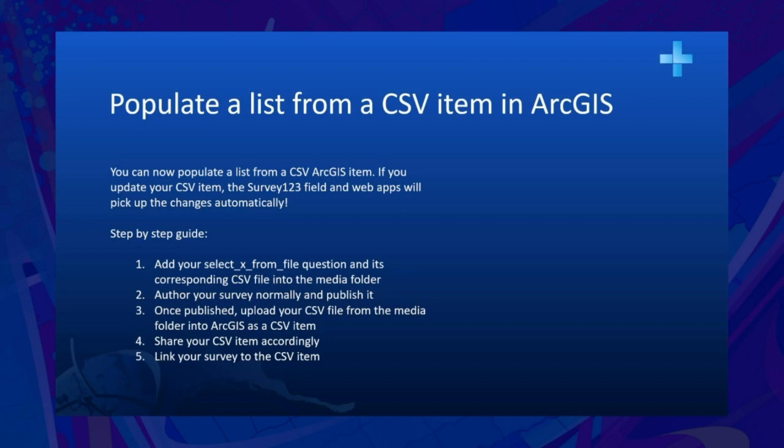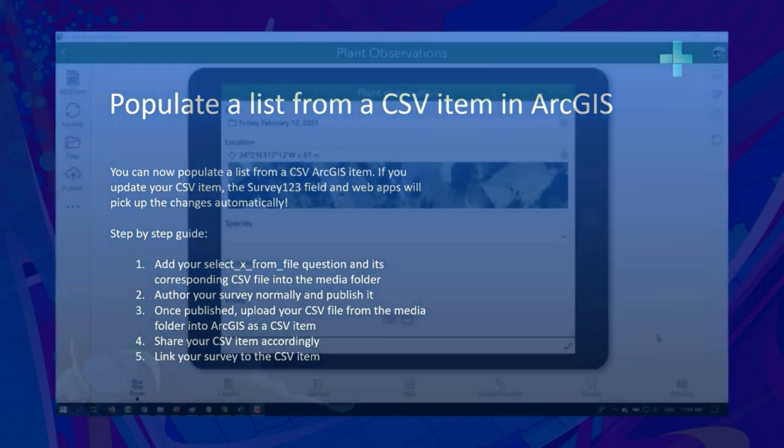Once published, you upload your CSV file from the media folder into ArcGIS as a CSV item. You share the CSV item accordingly, so it matches the sharing of your survey. And then you use the Survey123 Connect linked content tab to link your survey to the CSV item. And that's it. At that point, the lists will update automatically on the mobile device whenever you change the CSV item in ArcGIS. Let's have a closer look at that.